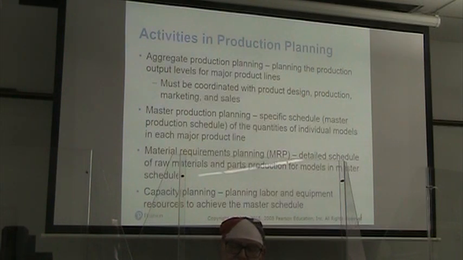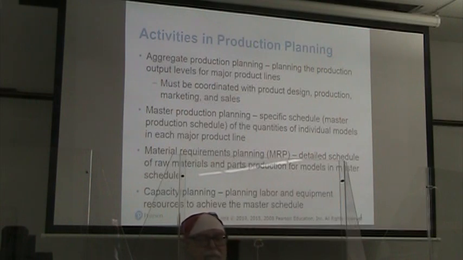Material requirements planning, or MRP, is the detailed schedule of raw materials and parts production for models in the master schedule. And capacity planning is planning the labor and equipment resources to achieve the master schedule.